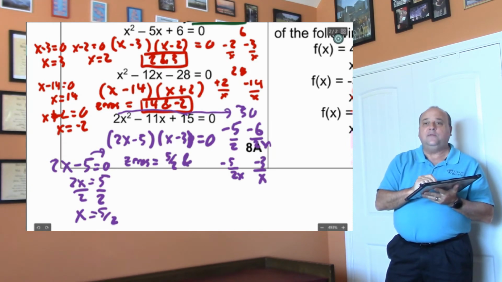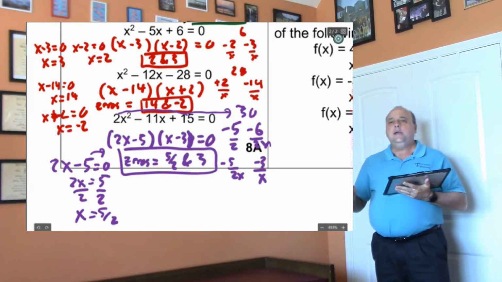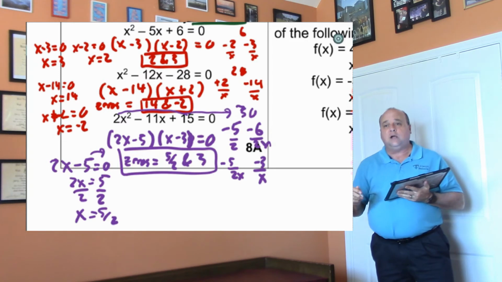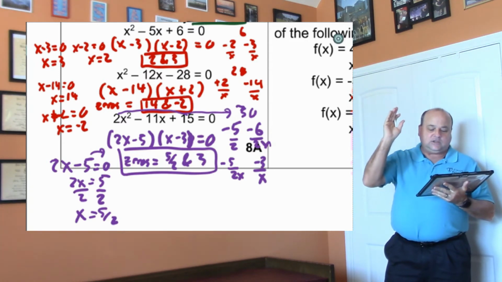The opposite of minus 3 is 3. I'm just going to write it out. So at 5 over 2 and at 3 is where that parabola will cross the x-axis. Okay, let's go to the next problem.